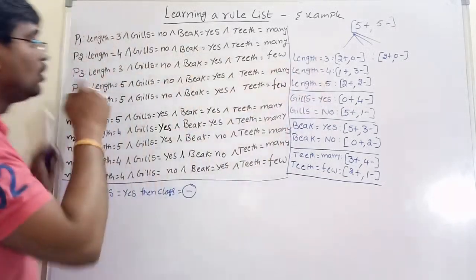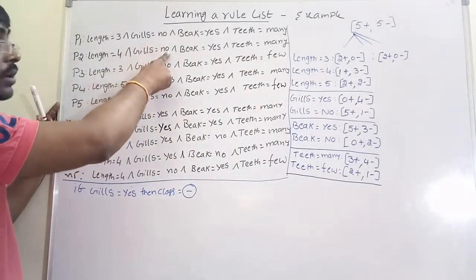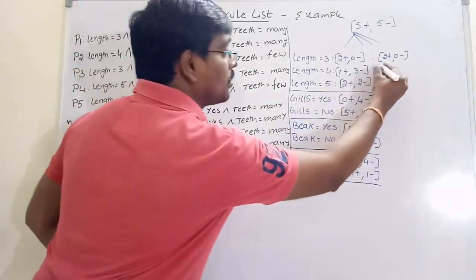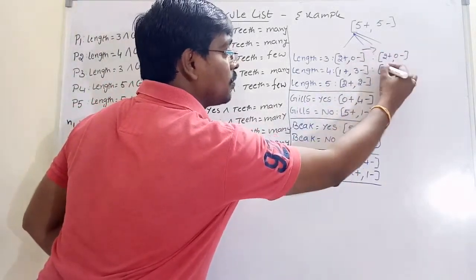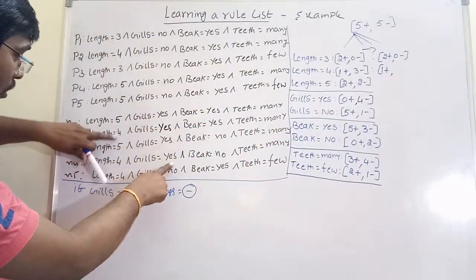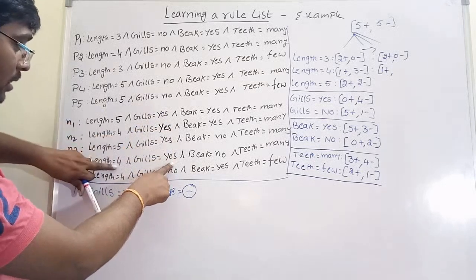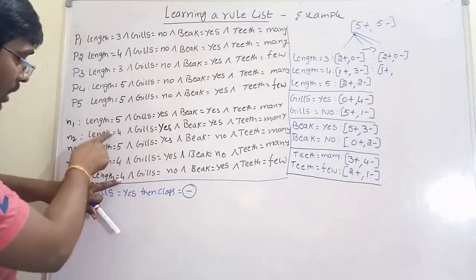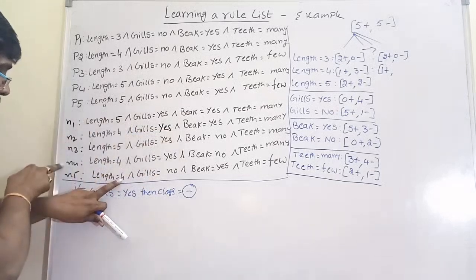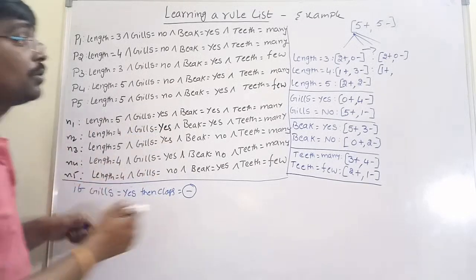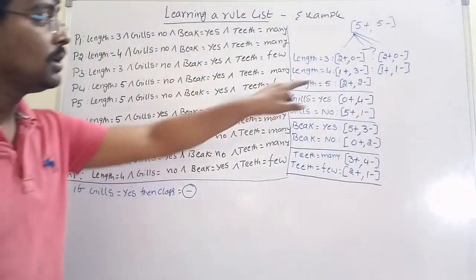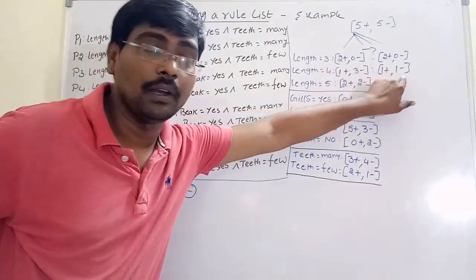Similarly, for length is equal to 4, gills is equal to no, this is included, and we have only one positive. So this is a reduced fraction, one positive. If gills is equal to yes, so in length 4, 2 are eliminated. We have length is equal to 4, 3 statements, but by using this yes condition, these N2 and N4 are eliminated. We have only N5. That means one positive and one negative. You observe the number of negative instances are eliminated.